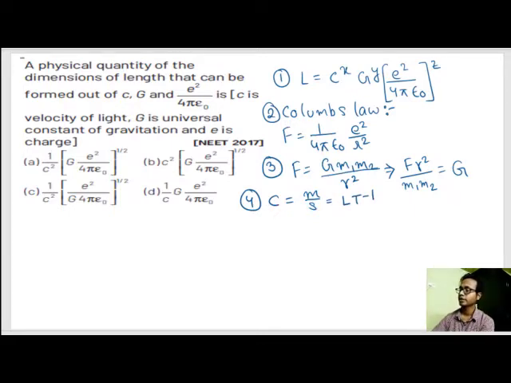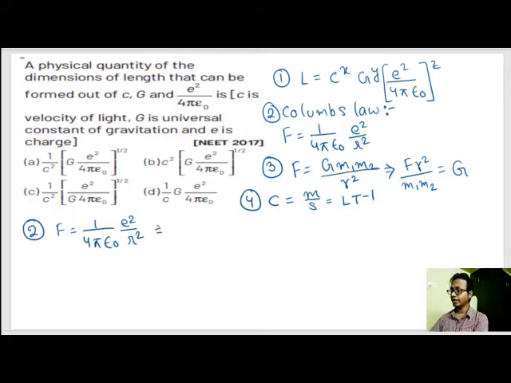So let's start with Coulomb's law again. In Coulomb's law, F was equal to 1 by 4 pi epsilon naught e square by R square.